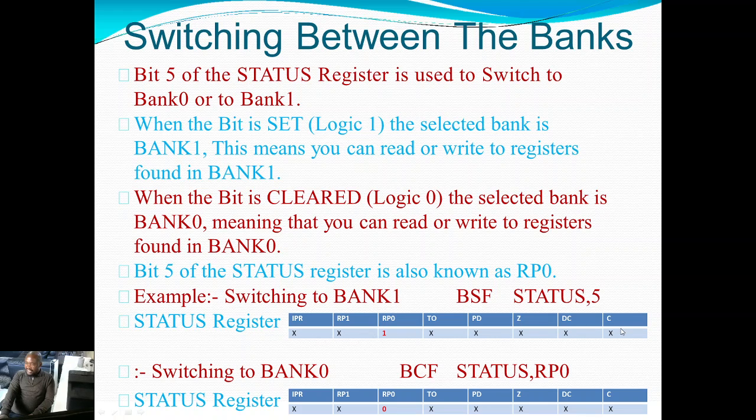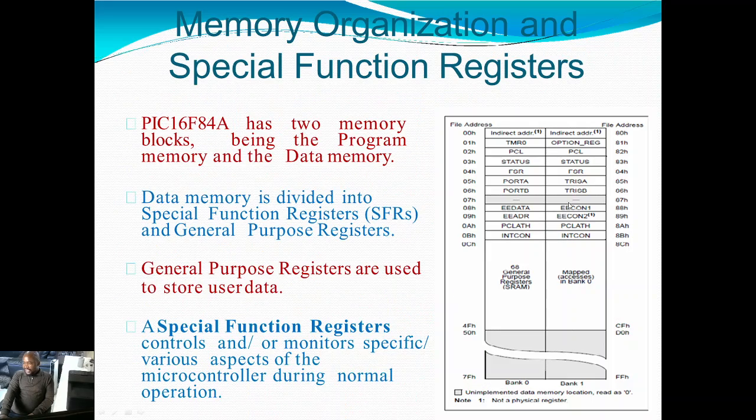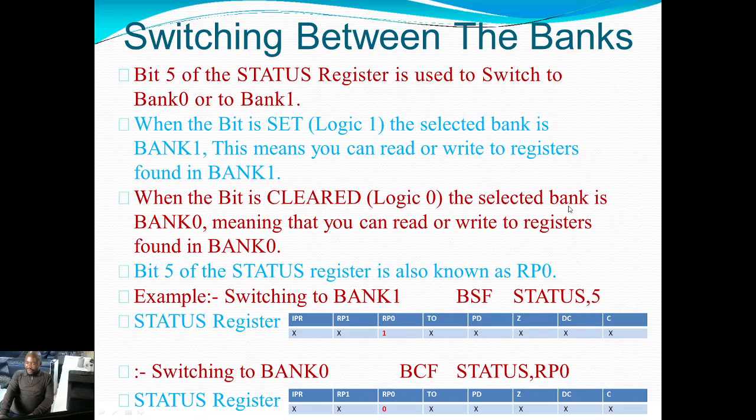All of the other pins remain unchanged, but bit 5 becomes 1, and this means we are in bank 1. We can access registers in bank 1, meaning we can access the TRISA and TRISB registers. We can configure our pins when we're in bank 1 by setting bit 5 of the status register. To go to bank 0, we need to clear bit 5 of the status register.